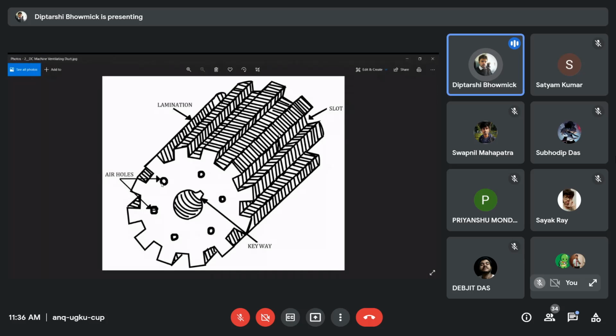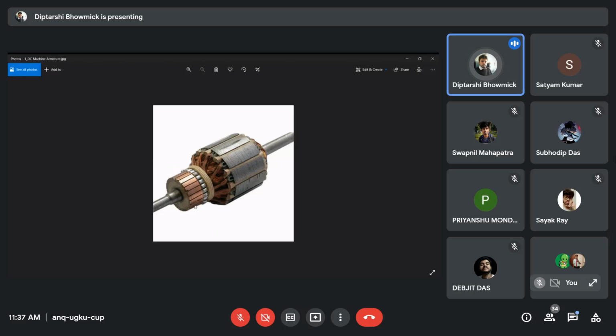Therefore, for that type of machine, that means for the bigger machines, it is necessary to provide the ventilating ducts or these kinds of holes in the armature. But for the small machine, the temperature rise will not be that high. That means for the small machine, the ventilating duct may be there or may not be there. It is not necessary to provide ventilating ducts for small machines. In our case, we have no ventilating ducts. In our case, the armature looks like this, and there is no ventilating duct provided in the armature.